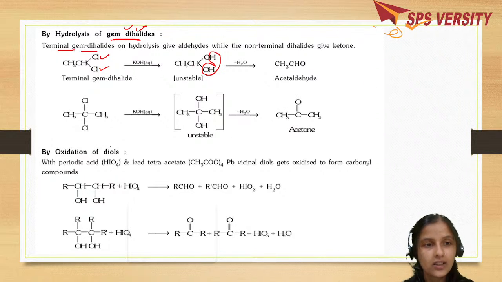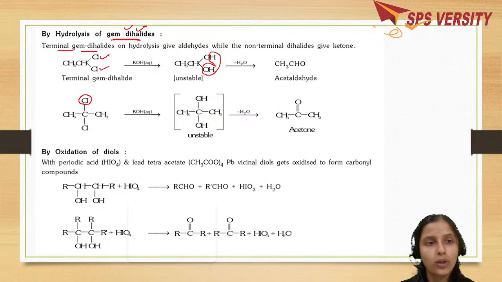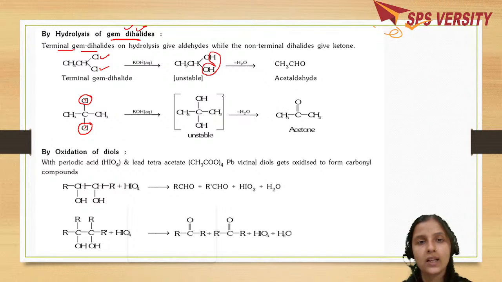Okay, the next reaction, there is an example. And also, if you take the geminal dihalide, but it is not terminal, it is not at the end. If you take it in between, for example, two chlorines are attached to this one, so what are you going to get now? Here, if you treat them with KOH, these chlorine atoms are going to be substituted by two OH groups, and then a water molecule will go, resulting in the formation of a double bond between these two, that results in the formation of a ketone.